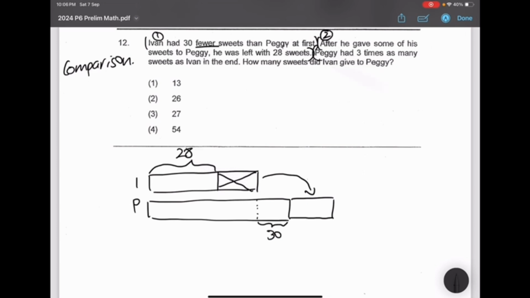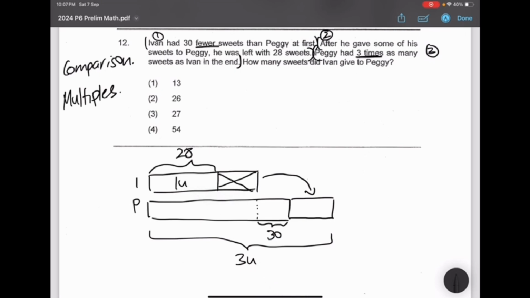Now let's look at sentence number 3. Peggy had 3 times as many sweets as Ivan in the end. Another keyword that we see over here is 3 times. So we know that this question has the concept of multiples as well. So now we know that Peggy has a total of 3 units and that this 28 that Ivan is left with is my 1 unit. If I know that my 1 unit equals 28, can I find what 3 units is? 3 units would just be 28 times 3 and that would give me 84.